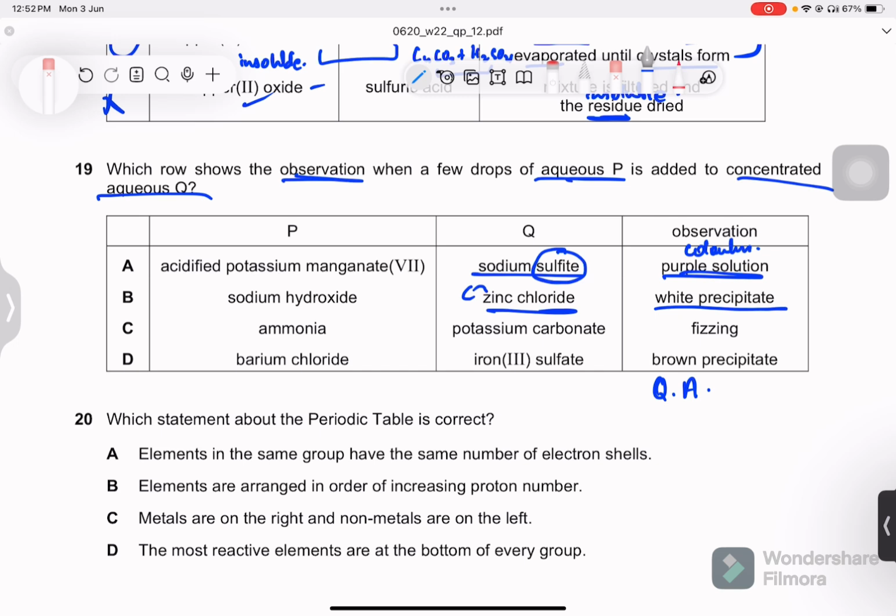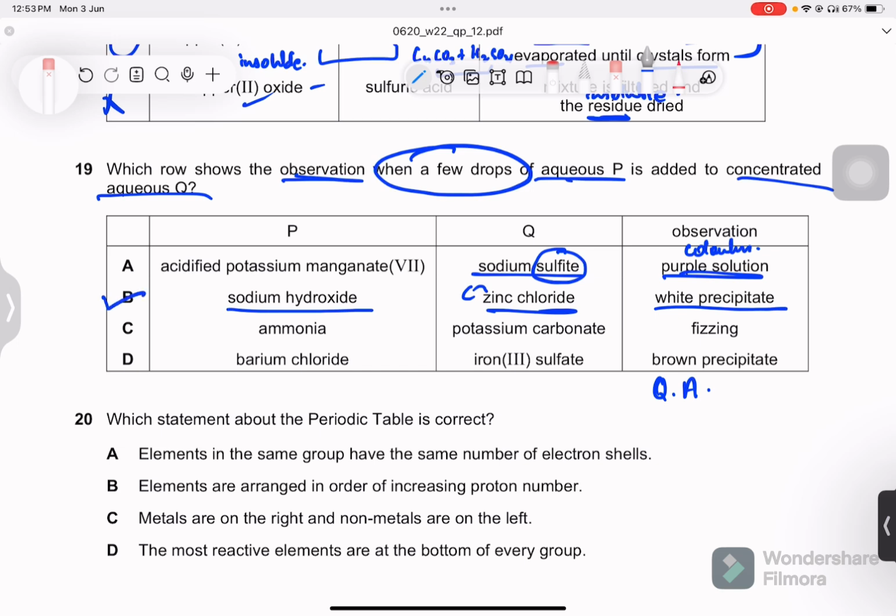If you look at the list of cations, we have the test for sodium hydroxide, and in the presence of zinc, we have a white precipitate which is soluble in excess. We have only a few drops over here, so this is correct. It won't be soluble in a few drops. The white precipitate will be seen, and when it is in excess, it will react further to form a soluble solution. So this is correct.